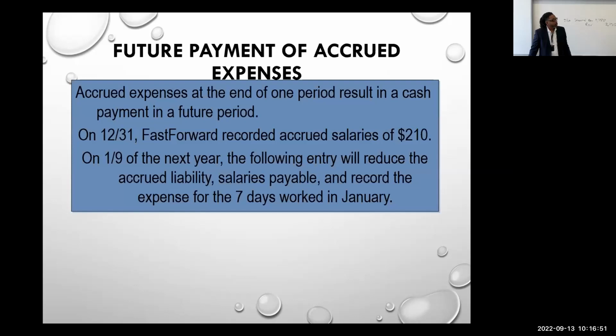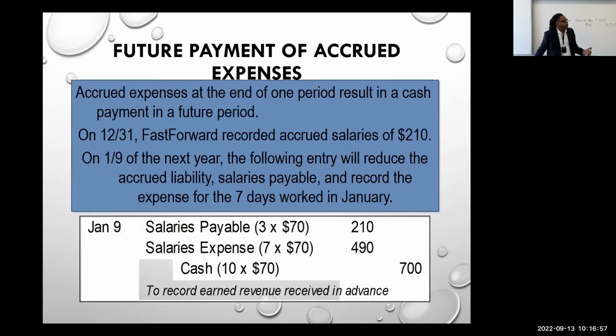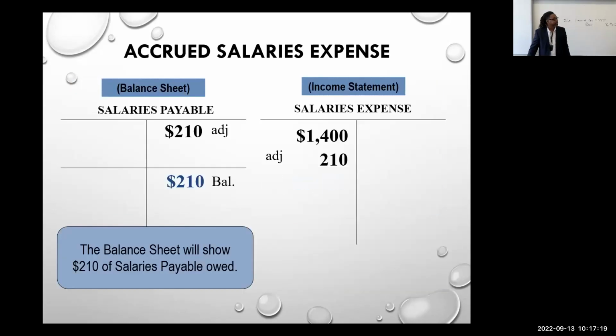Then in the future, let's say on January 9th, when it's time to pay, right? We're going to debit the salaries payable for the 3 days that we set to the side that we owe, right? We'll debit that $210. We'll credit the salaries expense for $490 and we'll pay out cash for $700. That makes sense? So there's 2 transactions going on.